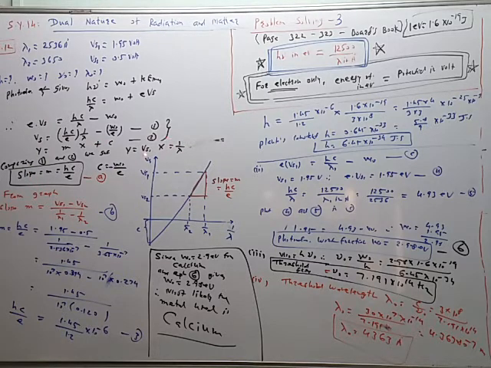The y coordinate represents the stopping potential. The x coordinate represents 1 upon lambda, the reciprocal of wavelength, which is also called the wave number. And then the slope of the graph is this bracket multiplier, m is equal to h into c by e. So to find h, Planck constant, we have to find m.